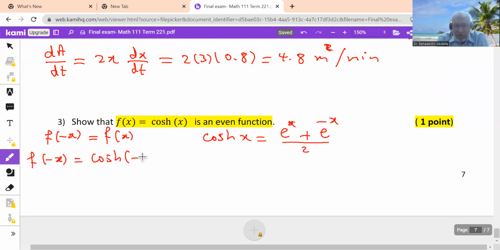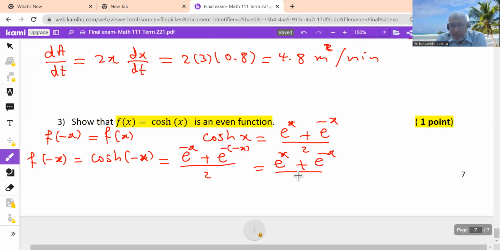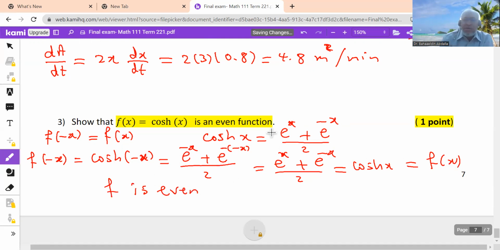It's cosh of negative x. And this means I replace x by negative x in this definition. So it would be e to the power negative x plus e to the power negative negative x, over 2. And negative negative would be positive, so I can write it again: e to the power x plus e to the power negative x over 2. And that's exactly cosh x, which is exactly f of x. So f of negative x equals f of x. So f is even. This is the proof that f is even.